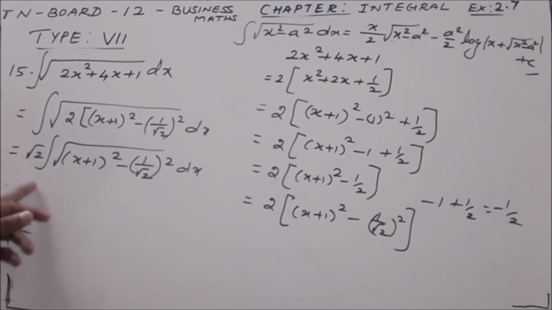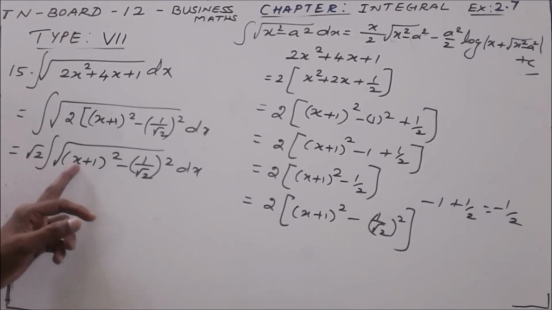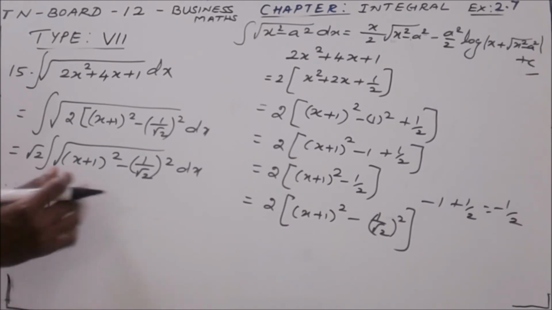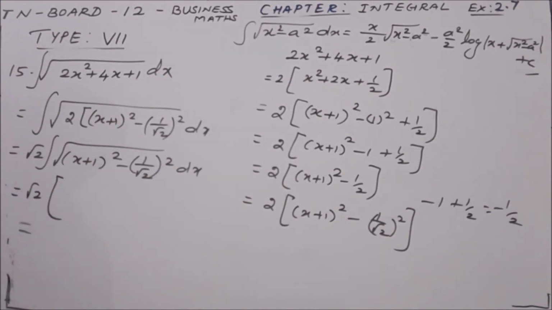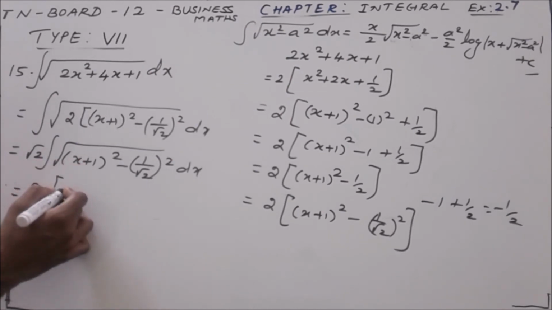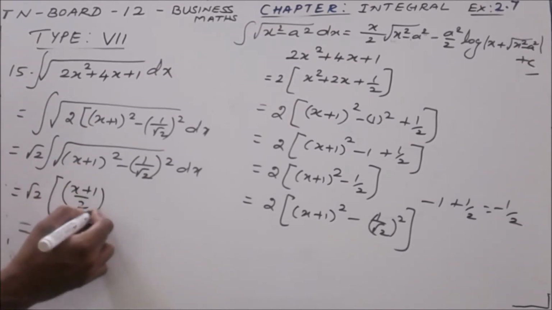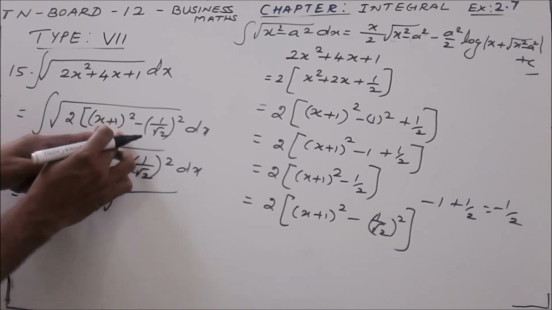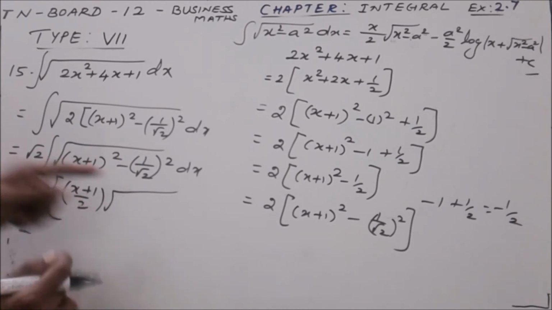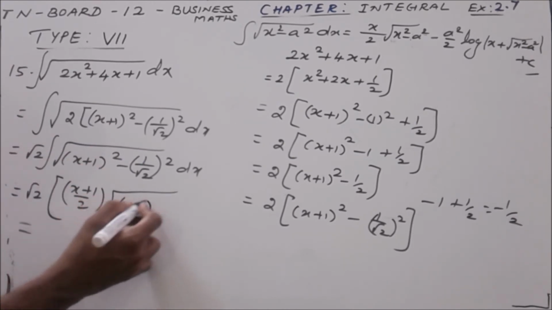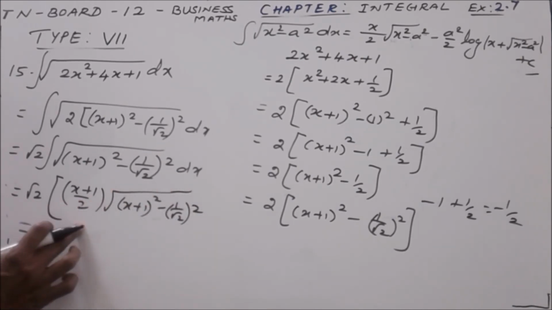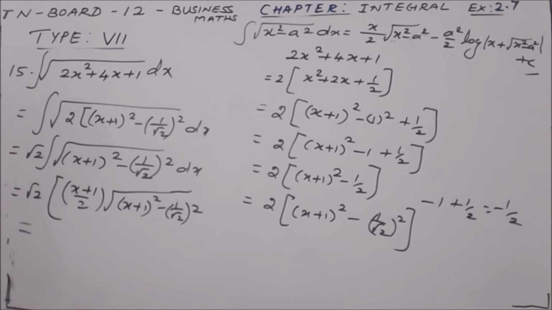So here we have root 2 into root of x square minus a square. Applying the above formula, we'll get root 2 into, now going with the formula, x is root of x square minus a square dx, x by 2, x plus 1 by 2, root of x square minus a square. This is simplified this way, and we can keep this one as x plus 1 by 2 whole square minus 1 by root 2 whole square, x by 2 into root of x square minus a square.